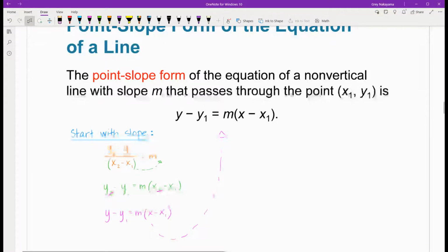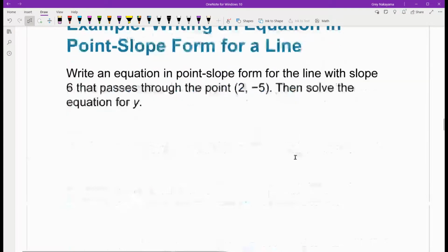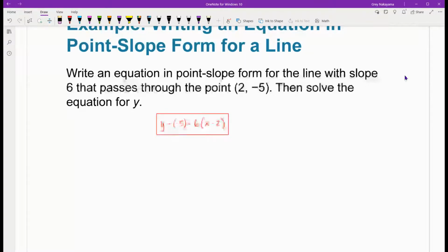Okay? So here's an example of what you have to be able to do. Write an equation in point slope form for the line with a slope of 6 that passes through the point 2, -5. Then solve the equation for y. So to start off with, I'm going to have y minus that -5 that I'm going to put in parentheses equals the slope, which is 6, times x minus 2, which is not negative, so I'm not putting in parentheses. Okay, that's the answer to the first part, y'all.